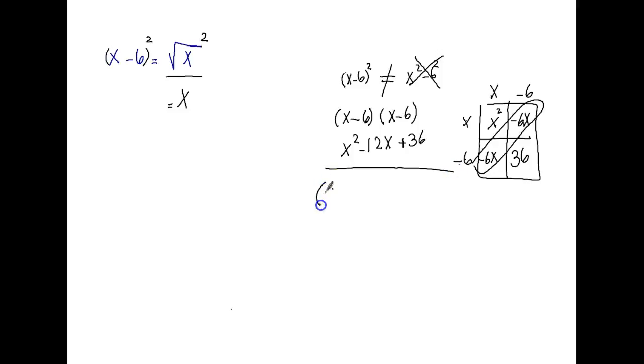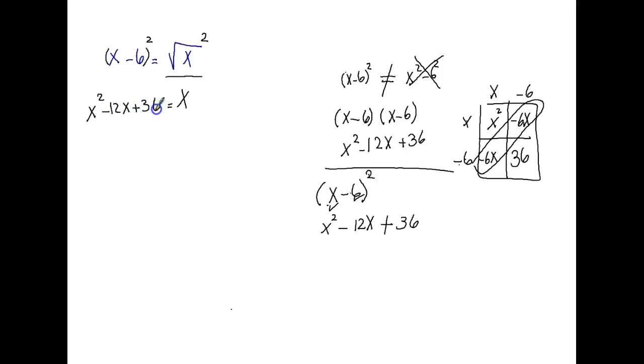Or you can simply memorize the rule. The rule is square the first, square the last. Always, always put that plus. First times second, all times 2. So x times negative 6 is negative 6x, times 2 is negative 12x. You can do it either way. Okay, so on this side I'm going to have x squared minus 12x plus 36.